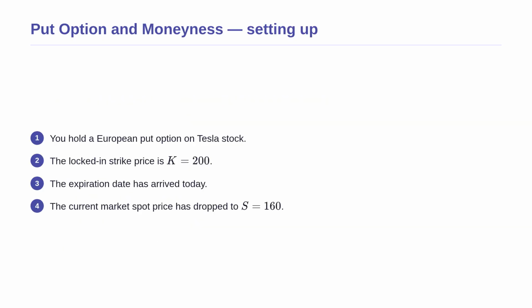Let us apply this put formula to a real-world scenario. Imagine you hold a European put option on Tesla stock. Your contract guarantees you the right to sell your shares at a strike price of $200. The expiration date has arrived, and unfortunately, the current market price of Tesla stock has dropped significantly to $160. We need to calculate the payoff of this put option to see if it will protect us from this price drop.